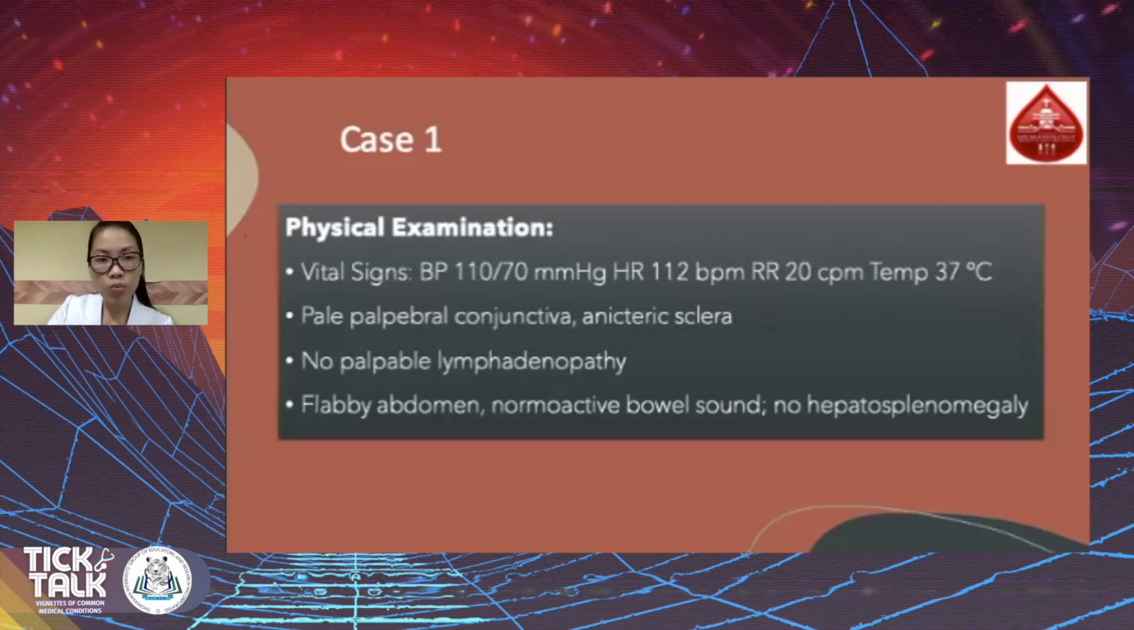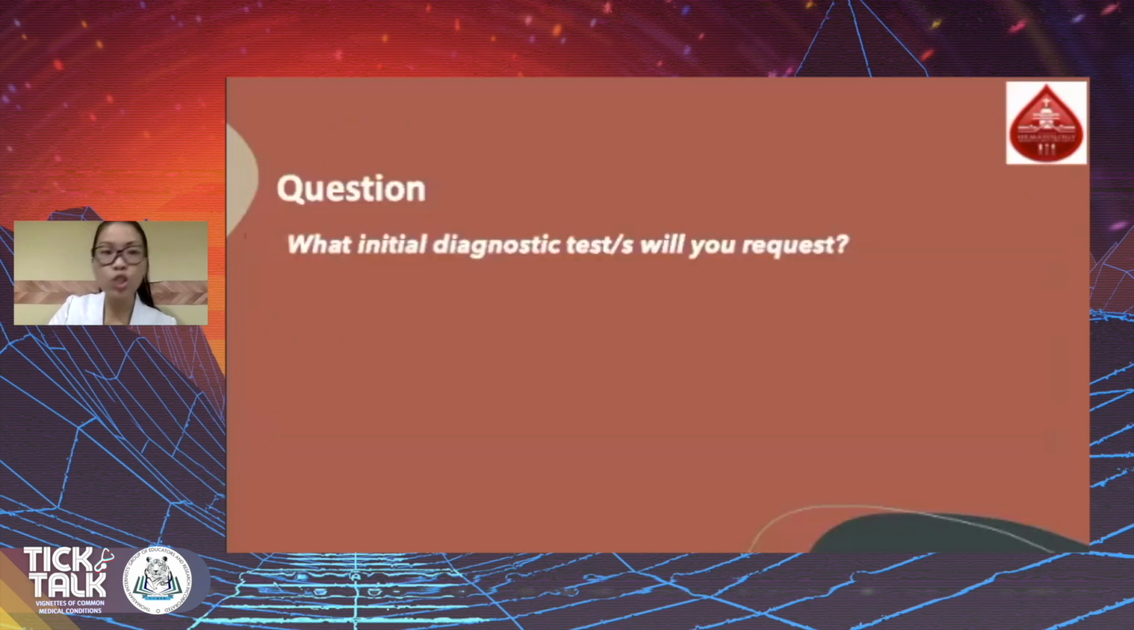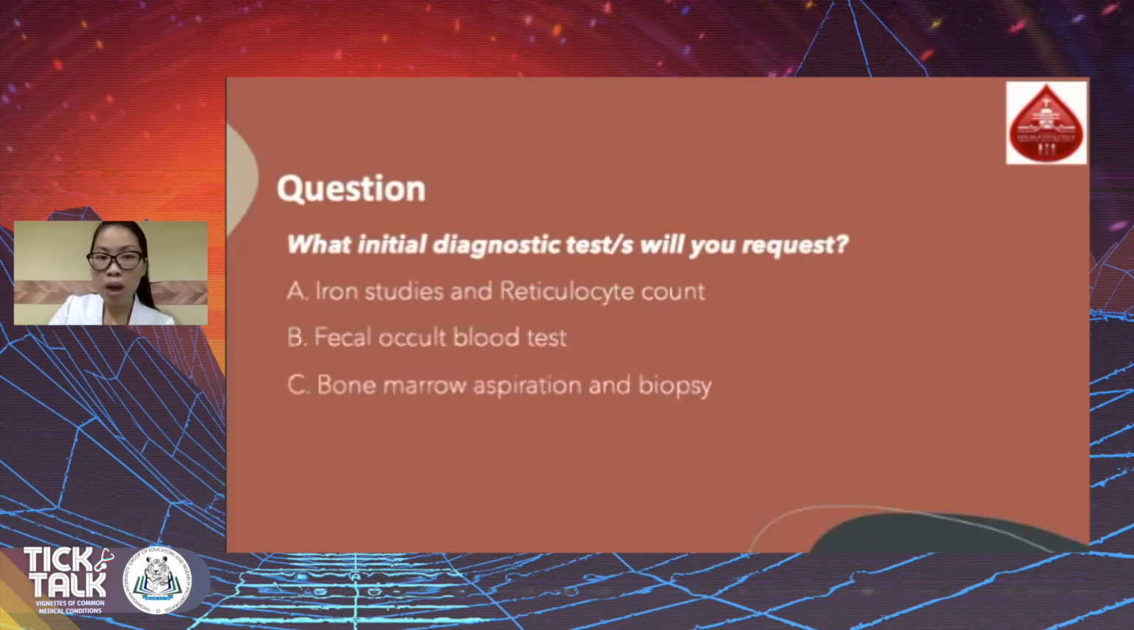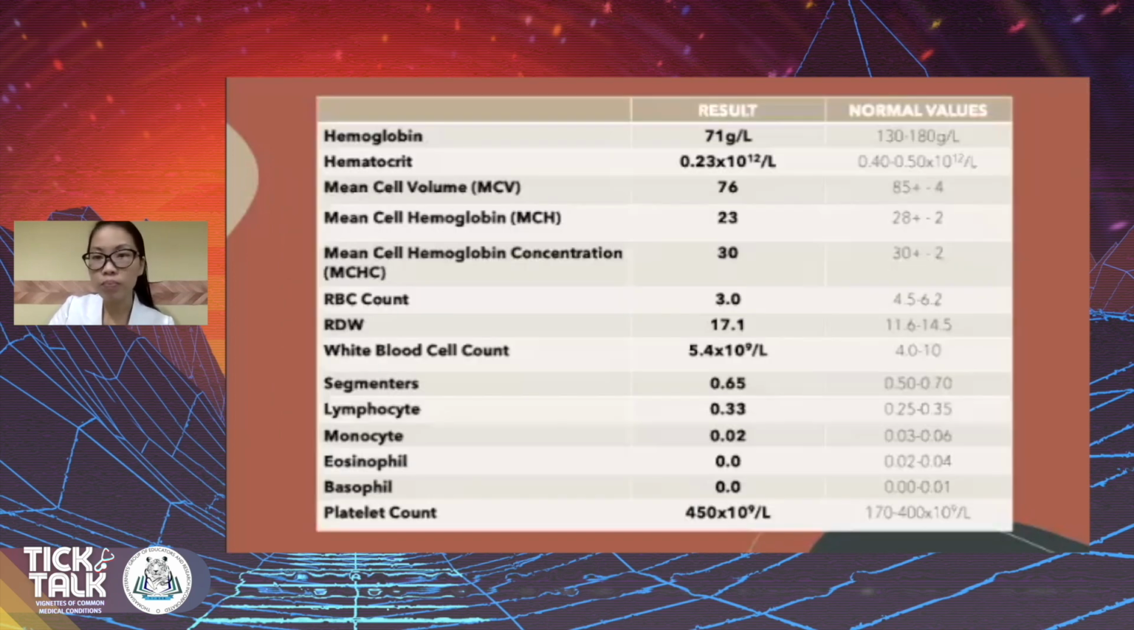Physical examination revealed a tachycardic patient, with pale palpebrae and anicteric sclerae without any palpable organomegaly. The attending physician requested for a CBC and whole abdomen ultrasound, as well as gynecologic consult. The question is, what initial diagnostic tests will you request? Will it be iron studies and reticulocyte count? Will it be fecal occult blood test, bone marrow aspiration and biopsy, or, as mentioned, the whole abdomen ultrasound? This is the patient's CBC.